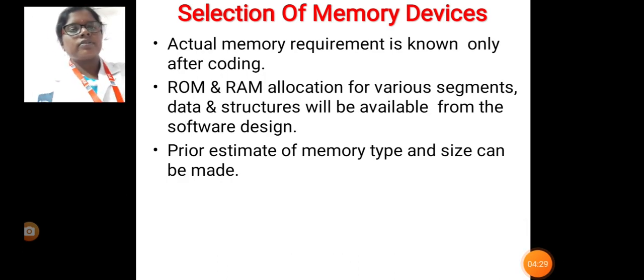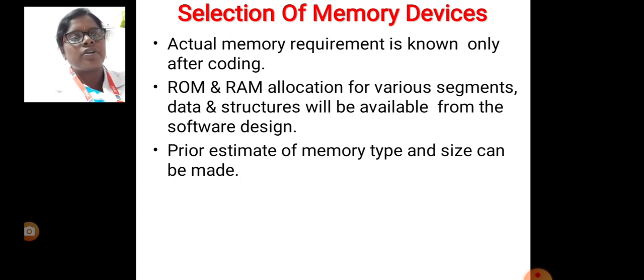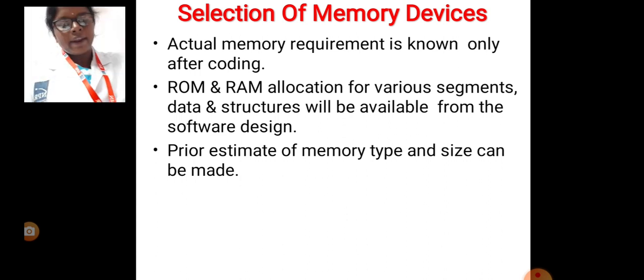and the next one is selection of memory device. Actually, the memory requirement is known only after coding. ROM and RAM allocation for various segments, data, and structures will be available from the software diagrams. A prior estimate of memory type and size can be made. Various kinds of memory devices are available, and the memory requirements of one system vary from another system's requirements.